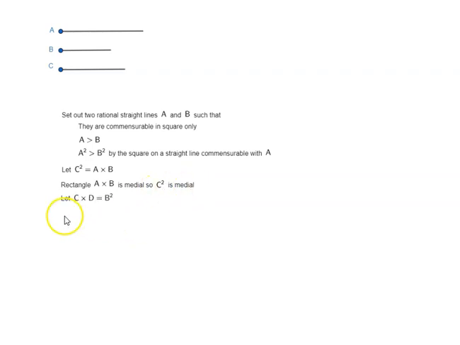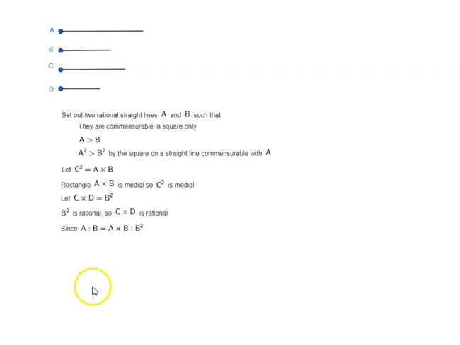Okay? Now let the C by D rectangle be equal to the square on B. So we have to find D such that this statement is true. So let's do that. So the rectangle C by D is equal to the square on B. B square is rational, which means the C by D rectangle is also rational.